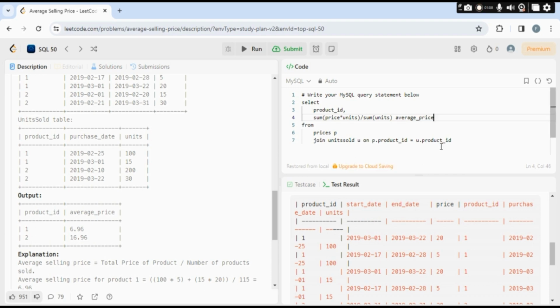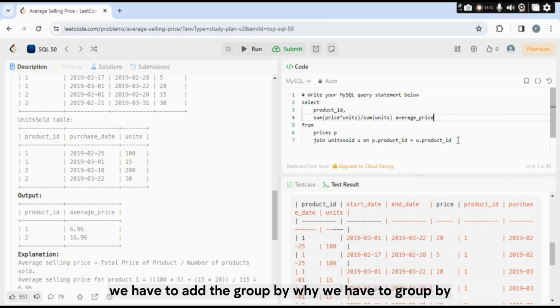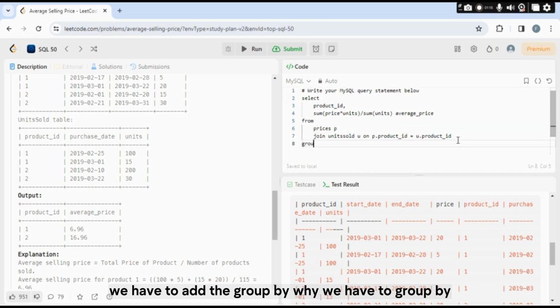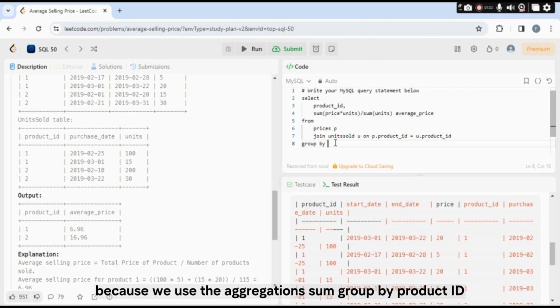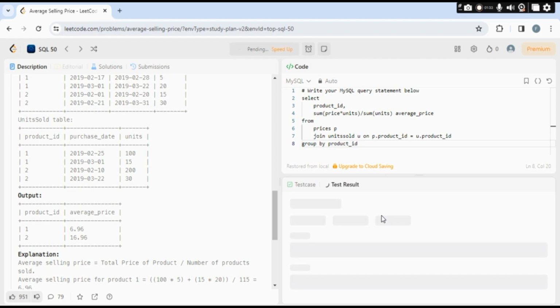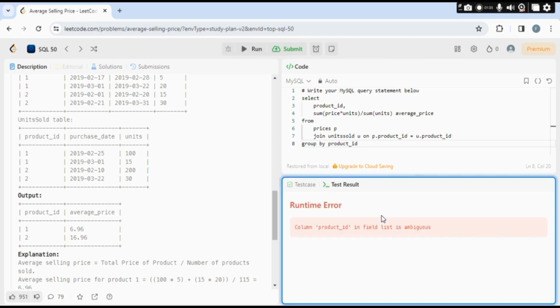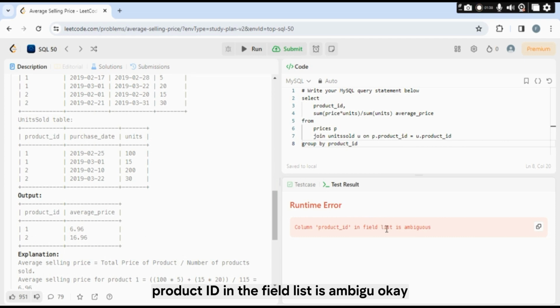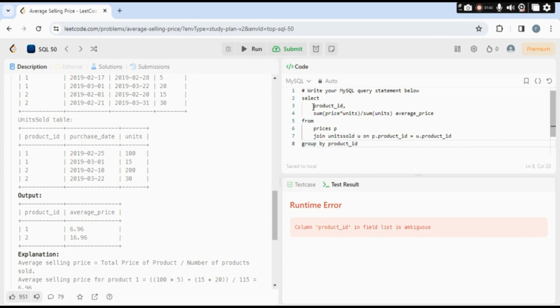Okay, we have to add the group by. Why do we have to group by? Because we use the aggregation sum. Group by product ID. Okay, let's try. Product ID in the field list is ambiguous. Okay, we have to be specific. Let's try again.